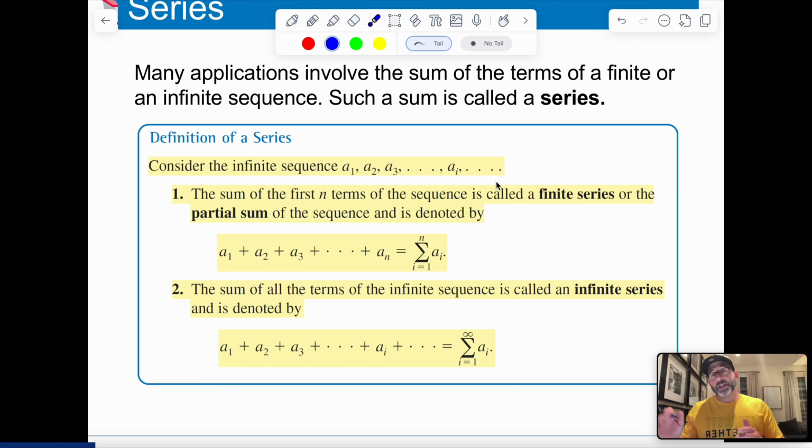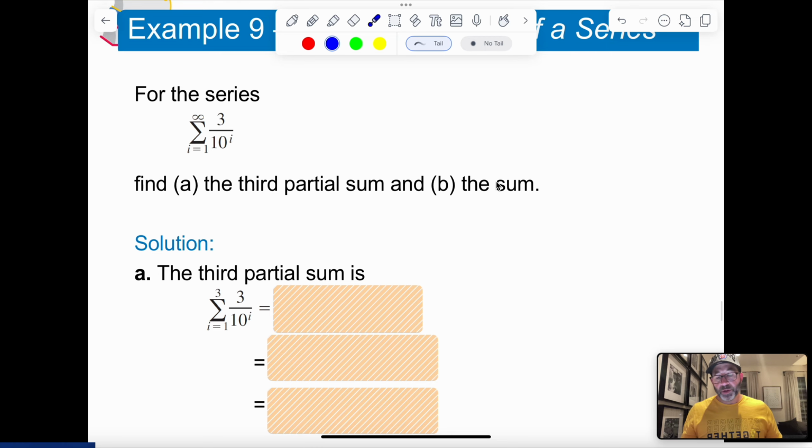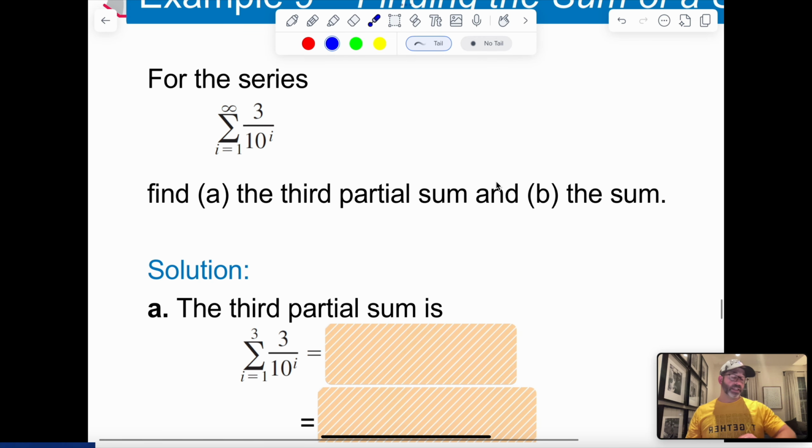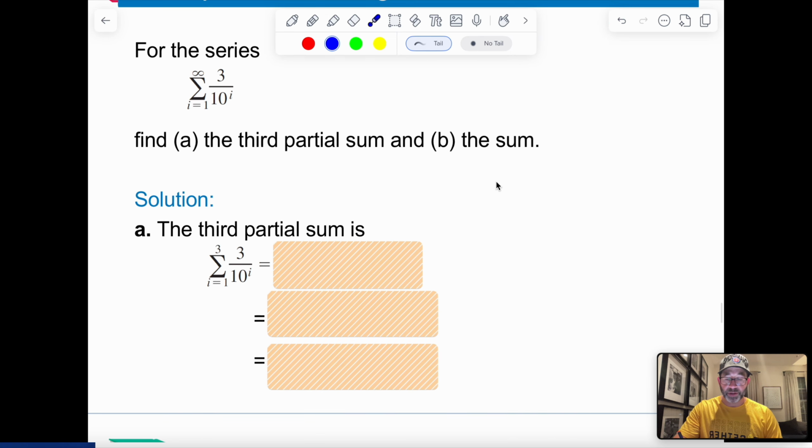Well, in 2 sections, when we do geometric series and arithmetic sequences, we're going to talk about what the sum is in an actual formula. For right now, it's more just intuitive. So when we look at this series, 3 divided by 10 to the i power, and they say to find the third partial sum, they're telling us, let's take this series, and instead of going to infinity, we're going to change this to be a 3 because it says the third partial sum.